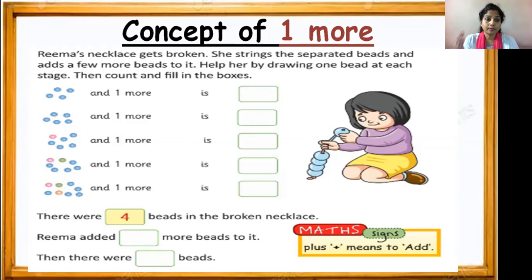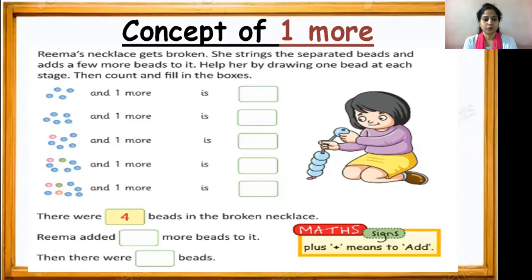Few more beads to it. Help her by drawing one bead at each stage. Every time we have to add one bead, okay, by drawing that bead first and then count and fill in the boxes. Now look at the first picture. How many beads are there? Can you count it?